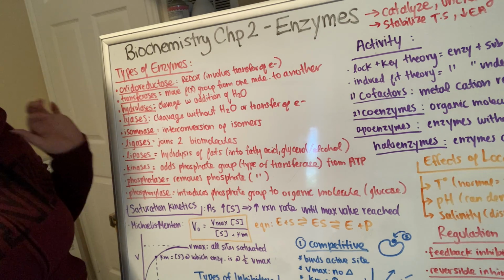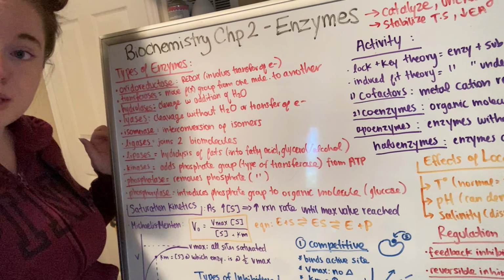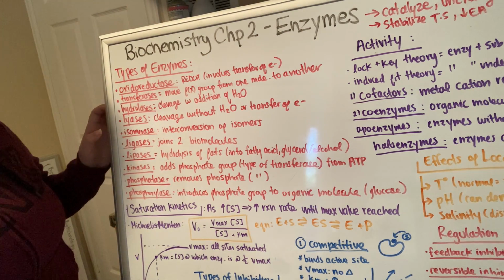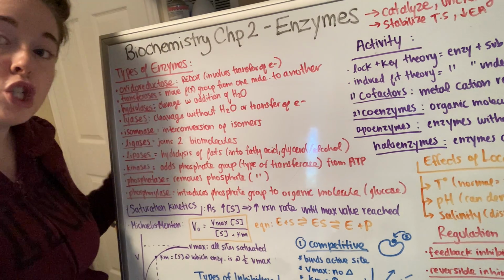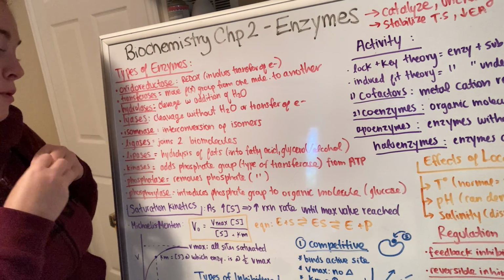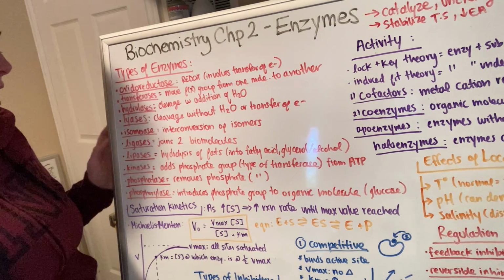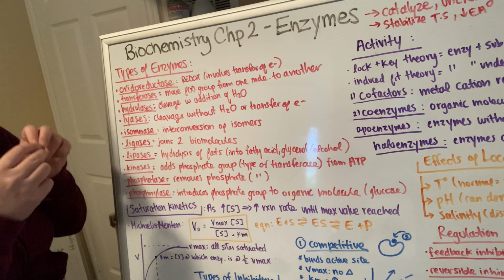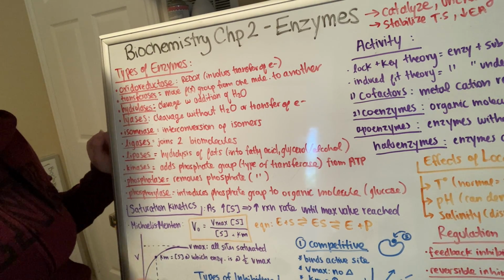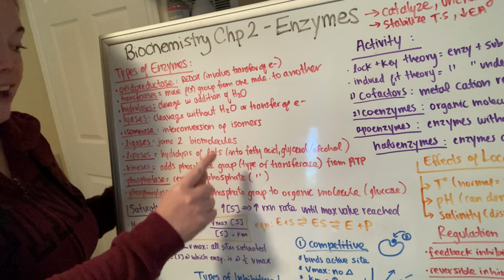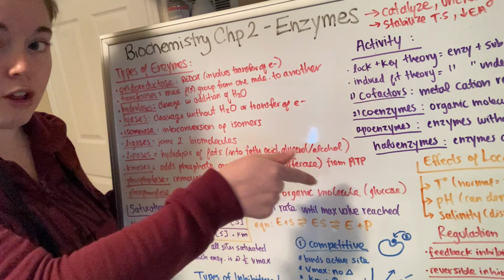Then we have isomerases, which catalyze the interconversion of isomers. Then we have ligases, which join two biomolecules, which we'll get into in another biology chapter when we're talking about DNA replication and things like that. Then we have lipases, which catalyze the hydrolysis of fats. So it's basically taking a fat into a fatty acid and a glycerol or an alcohol.